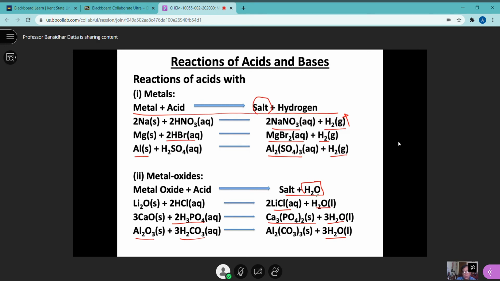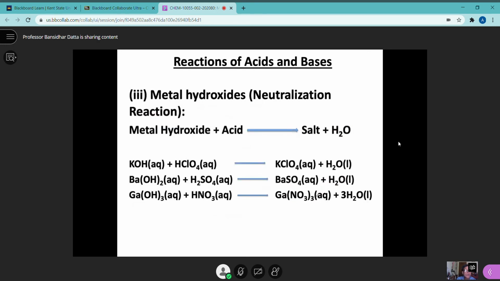I'm going to the next one, is it okay? So if you get a metal hydroxide, that's also known as a neutralizing reaction, which we'll talk about. Metal hydroxide plus acid, salt plus water. Exactly the same as metal oxide. Metal hydroxide plus acid, salt plus water.